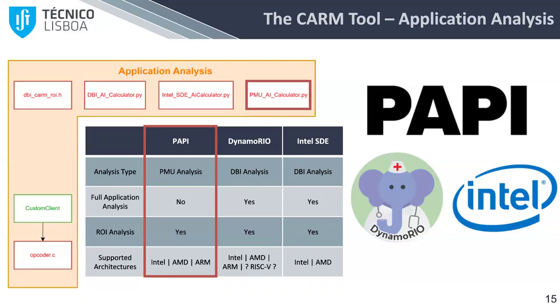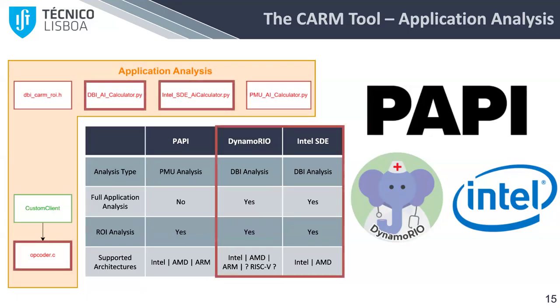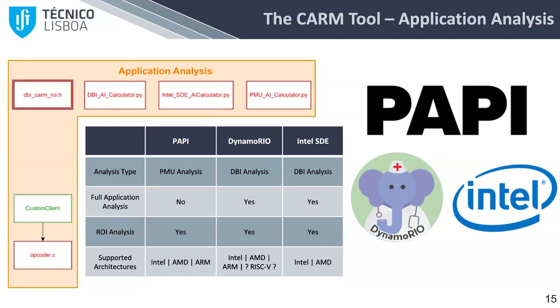And then for the dynamic binary instrumentation, we use Intel SDE and DynamoRIO, and we also developed a way to automatically interface with them and define regions of interest from which we obtain a breakdown of the executed opcodes, which is then used to calculate the CARM metrics like the gigaflops and AI to plot your application in the CARM. And this last integration is facilitated by the DBI CARM ROI header file, which contains a simple API we developed to interface with both DynamoRIO and Intel SDE to define the regions of interest.